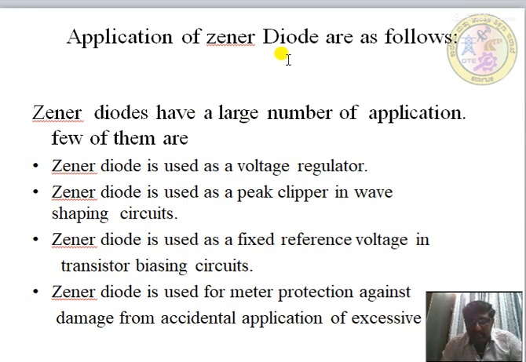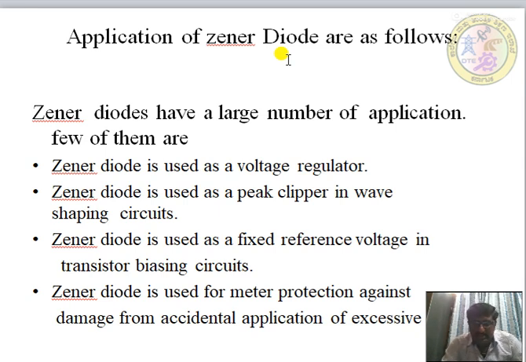Next, where are these Zener diodes applied? Zener diodes have a large number of applications, and we will go through a few of them. A Zener diode is used as a voltage regulator; in the next session we will cover regulators, and at that time these Zener diodes will be used. Next, the Zener diode is used as a peak clipper in wave shaping circuits. Zener diodes are also used in clipping and clamping circuits.